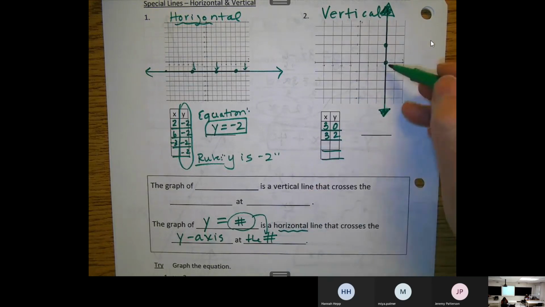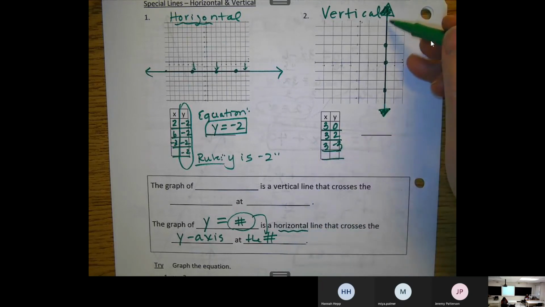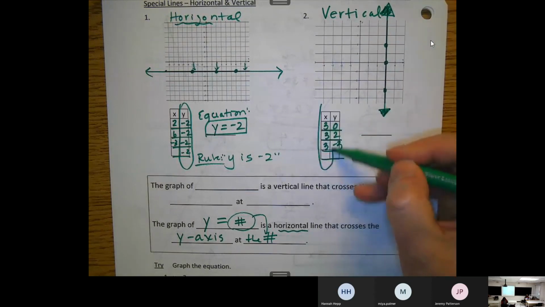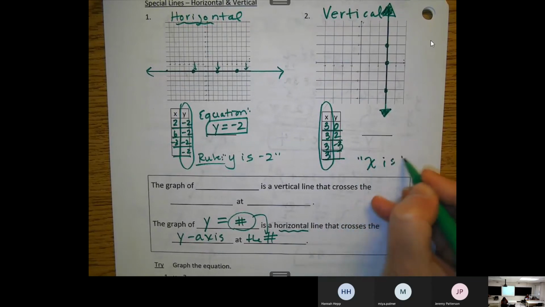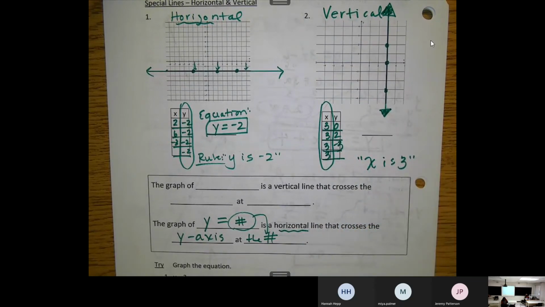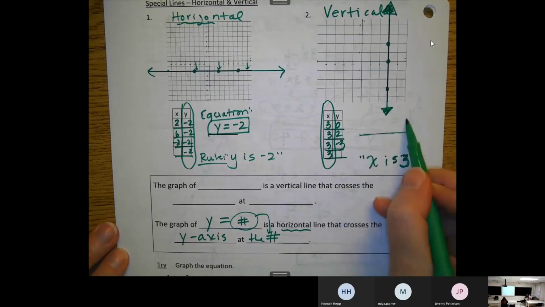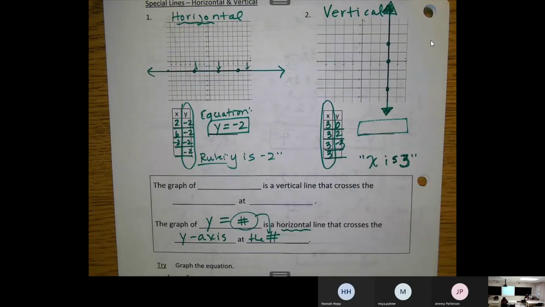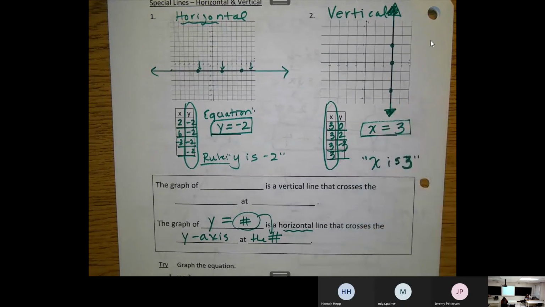And then there are also points in the fourth quadrant. What would one of those be? Maybe 3, -3. So what are you noticing about the points on this line? What do they all have in common? That x is always 3. That would help us write an equation. X is always 3. That would be x equals 3.